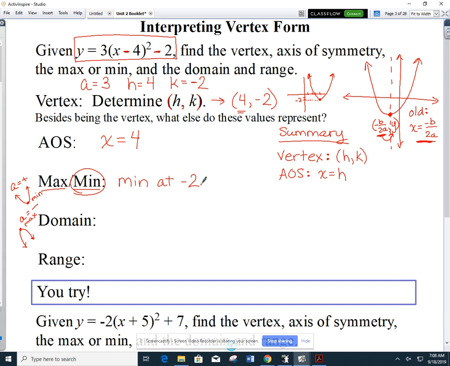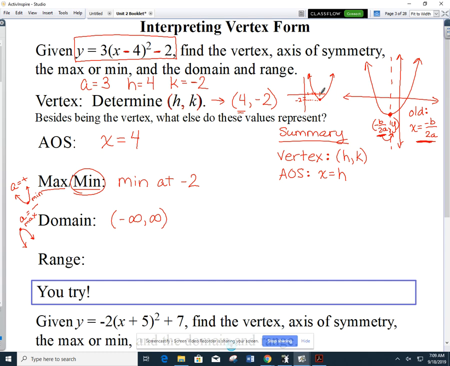For the domain, every quadratic, this is pretty easy, every quadratic function can go left and right forever. So it's a domain of -infinity to +infinity. But we're going to learn other functions, and they don't all have a domain of -infinity to infinity. But all quadratics do.